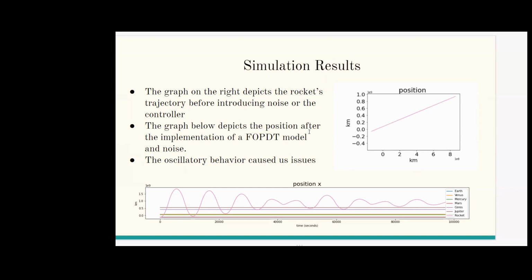Down below, we have our reason for an FOPDT model. As the rocket is affected by gravity and is pulled off course, just simply knowing the gravities of the planets is not sufficient to put it on a course. The FOPDT model will help to point it towards our destination. And that's something that we would fix in the next iteration.